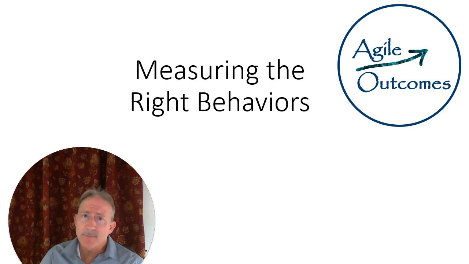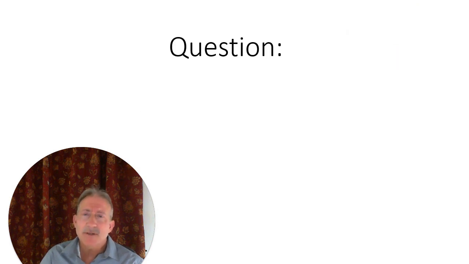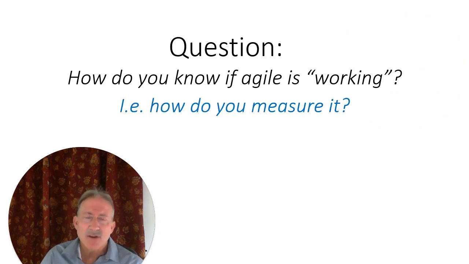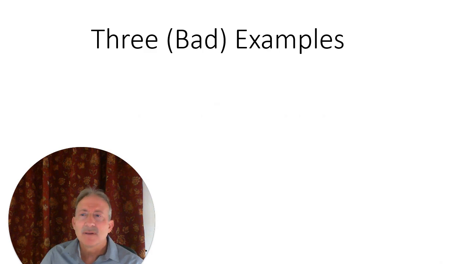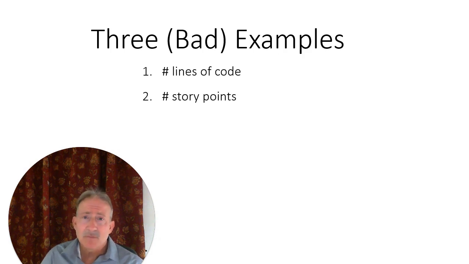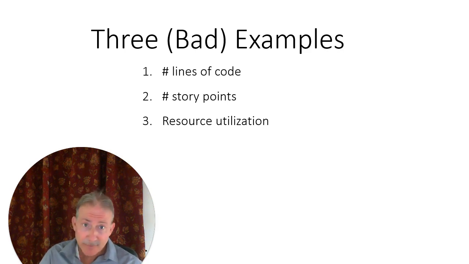Today we're going to be talking about measuring the right behaviors. Question: how do you know if Agile's working? In other words, how do you measure it? Let me give you 3 bad examples to start with. Number 1, measuring number of lines of code. This would be for a software team. Number 2, story points, those Fibonacci numbers. Number 3, resource utilization. How busy is Susan really? Or the team for that matter.